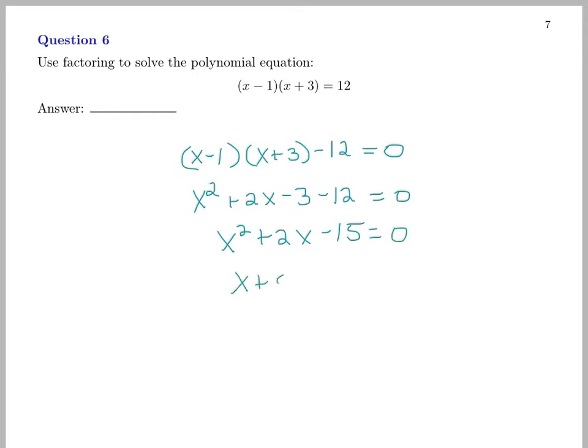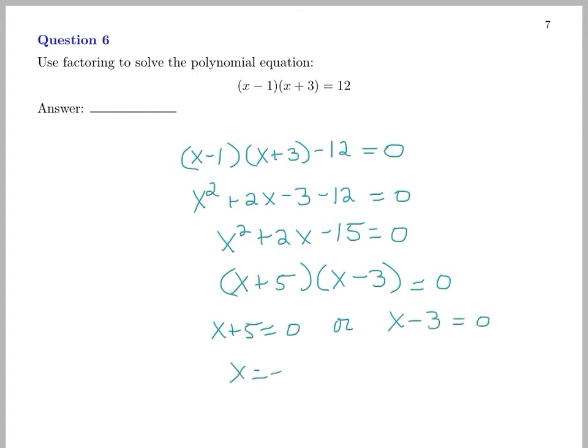This factors into x plus 5 times x minus 3 is 0, which means x plus 5 is 0, or x minus 3 is 0. So that means x is minus 5, or x is 3. So those are my two answers, minus 5, 3.